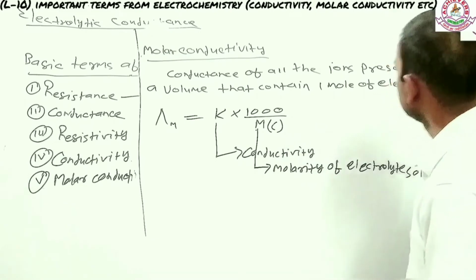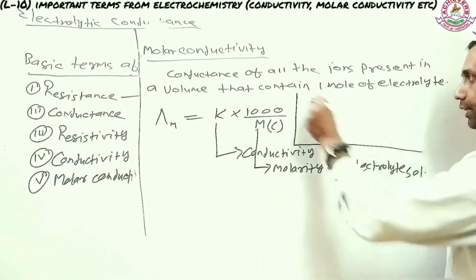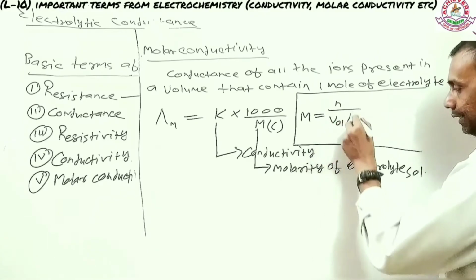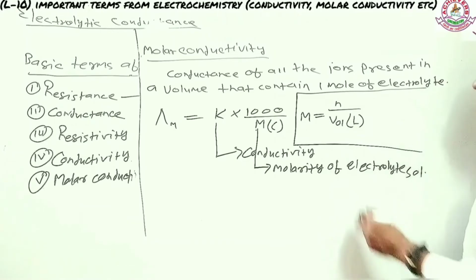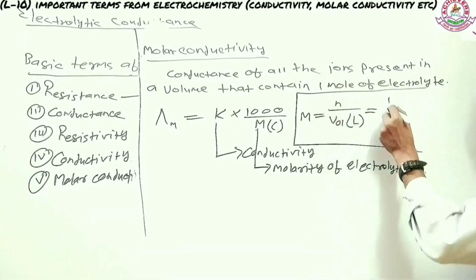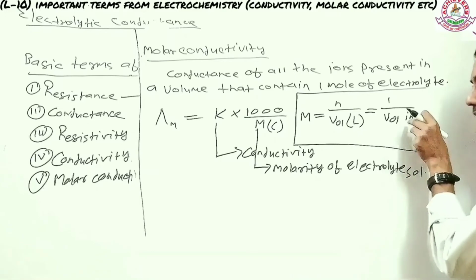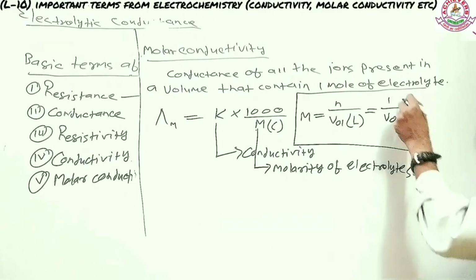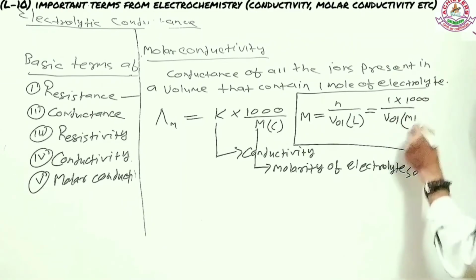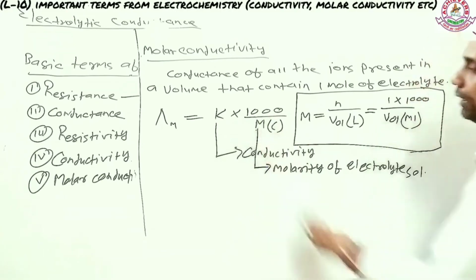Now we need to find out how this relation comes about. Let me explain right here. Molarity is defined as the number of moles upon volume of solution in liter. If the number of moles is 1, because we are talking about 1 mole of electrolyte, this is going to be 1 upon volume in liter. In case this is not in liter, you have to multiply by 1000, because this time it's going to be volume in milliliter. That is the reason I've used 1000 here. So lambda is K into 1000 upon C, or K into 1000 upon M.